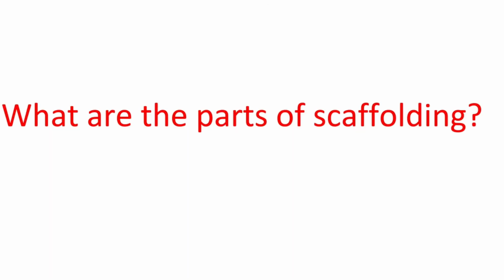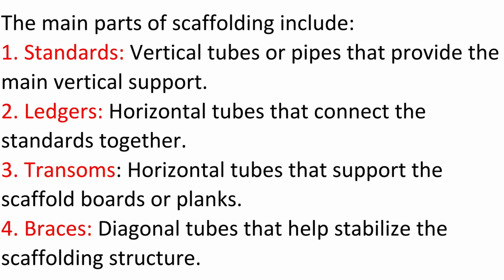What are the parts of scaffolding? The main parts of scaffolding include: 1. Standards, vertical tubes or pipes that provide the main vertical support. 2. Ledgers, horizontal tubes that connect the standards together. 3. Transoms, horizontal tubes that support the scaffold boards or planks. 4. Braces, diagonal tubes that help stabilize the scaffolding structure.